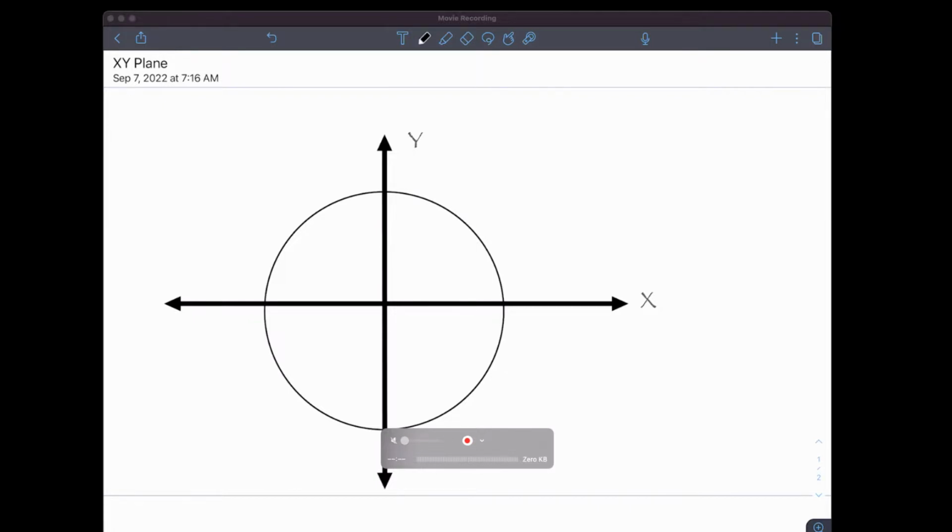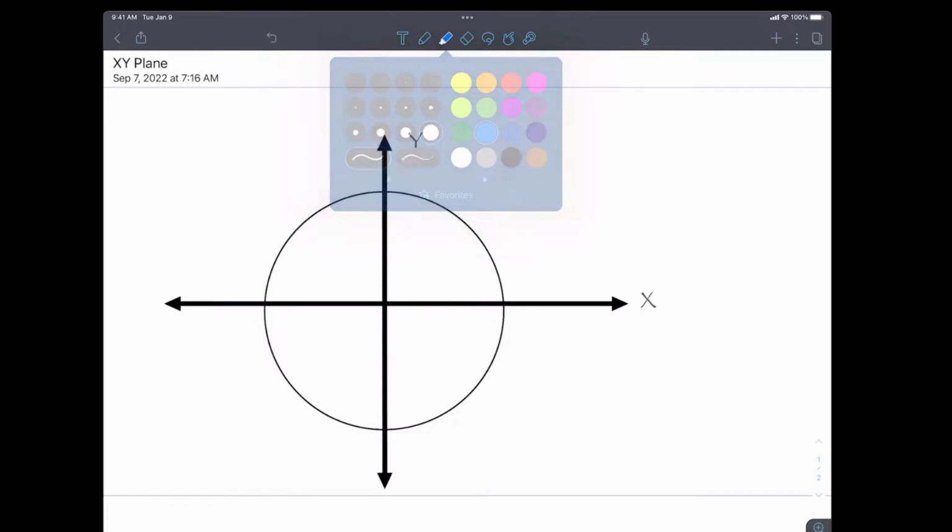Anyway, so this is what's called the XY plane. Do you guys know what a plane is? It's just like if you look at your paper, that's a plane. In other words, it has only two dimensions, a horizontal dimension and a vertical dimension. So it's in two space. We call this the XY plane because the x-axis is the horizontal axis, and the vertical axis is the y-axis.